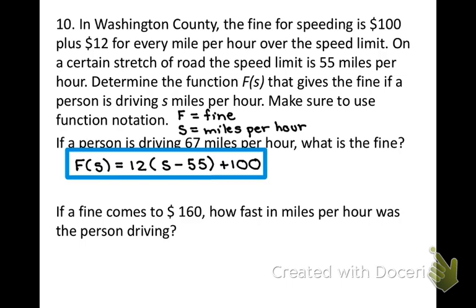But the question asks us, if a person is driving 67 miles per hour, what is the fine? So we've got to plug in 67 into the function that we just came up with. So f of 67 equals 12 times the quantity 67 minus 55 plus 100. And we are going to find that that equals $244.